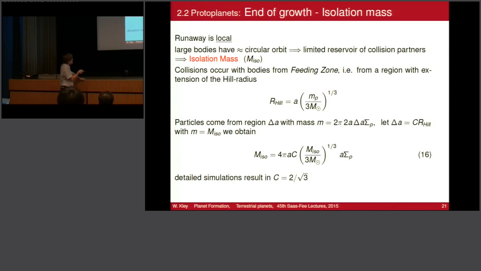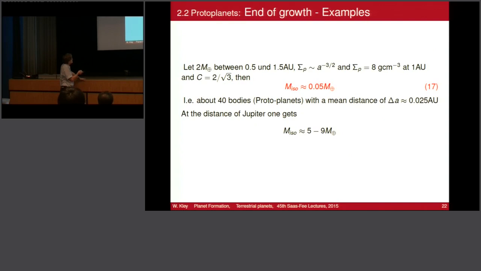So we have this nonlinear algebraic equation here, and more detailed simulations lead to factors slightly different from one. This is given by the surface density, the actual semi-major axis, and this mass ratio, and we can calculate this. At one AU, we find the isolation mass is something like 500th of the Earth mass. So this is the mass of these equal-sized objects, the typical mass that forms after this stage.